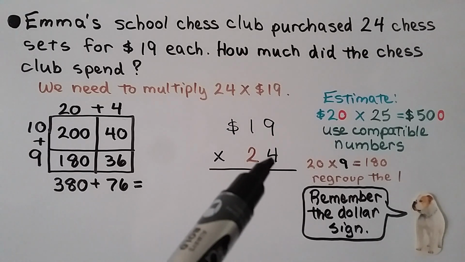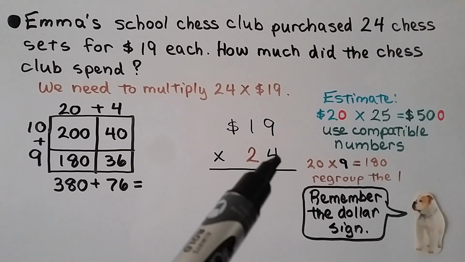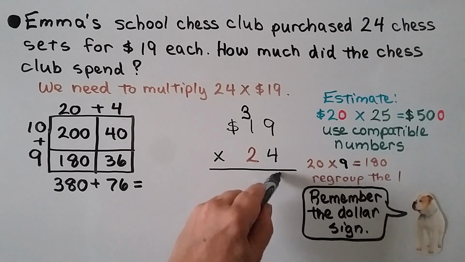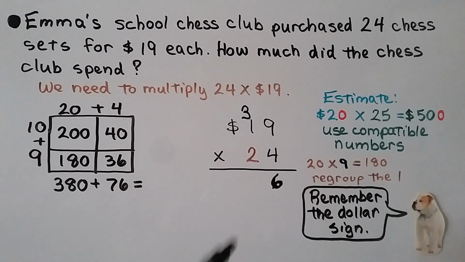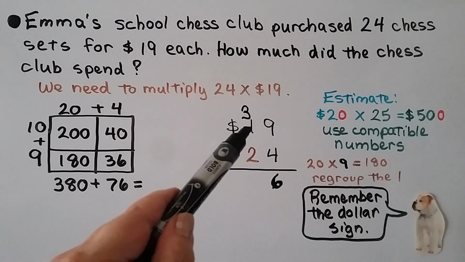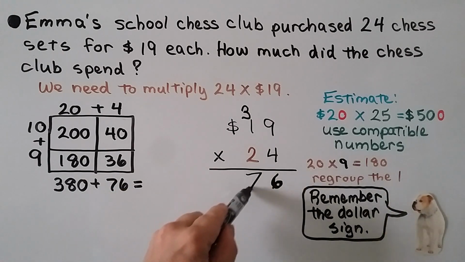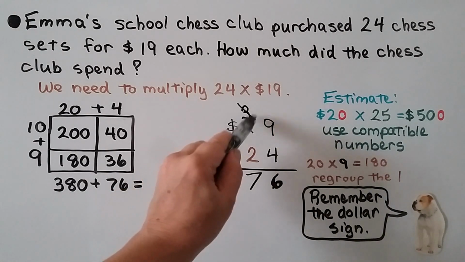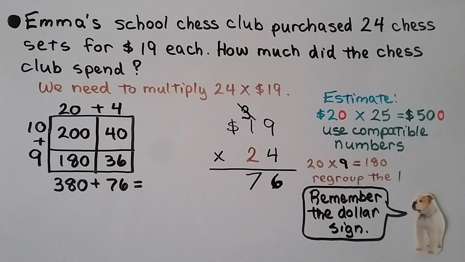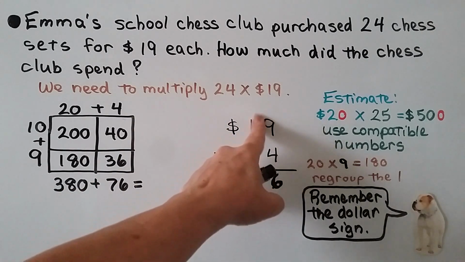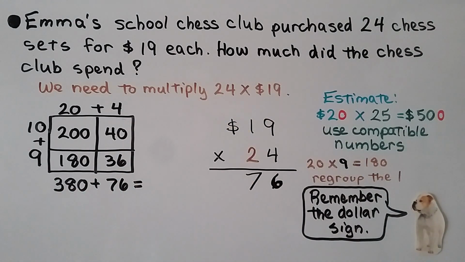We start with the 4 times the 9, which is 36. And we regroup the 3 and put the 6 down. Now we do 4 times 1, which is 4, 5, 6, 7. And we're finished using this regrouped 3, so we're going to cross it out. We can also erase it to get it out of the way so that we don't get confused with it.